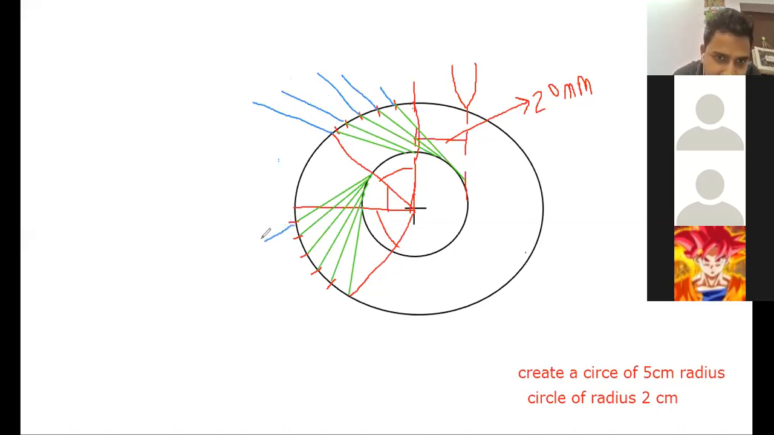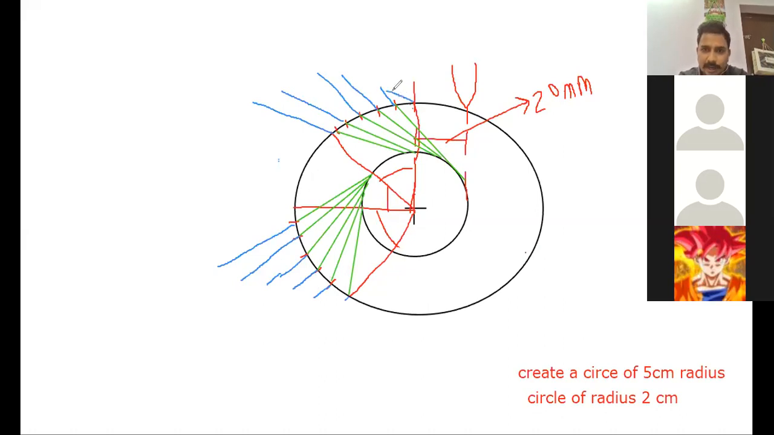Similarly, in this one, 1, 2, 3, 5, 6. Okay, now what we have to do is we have to join these points to the outer circle parts.